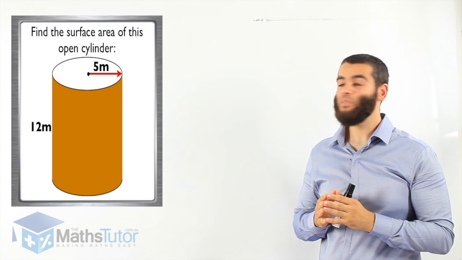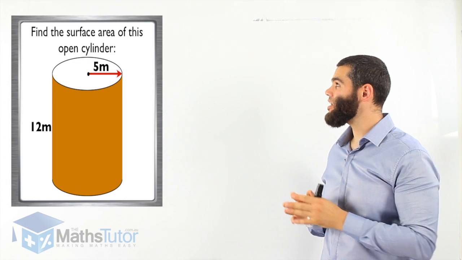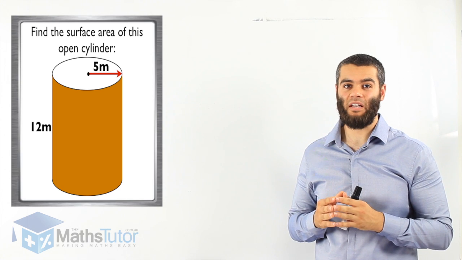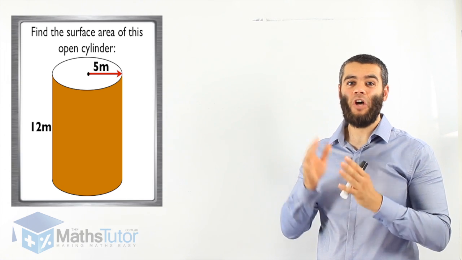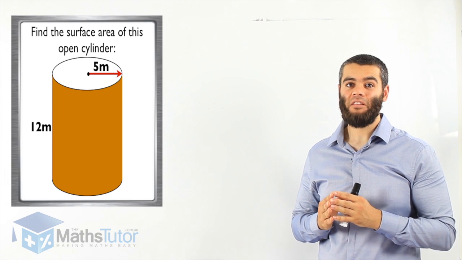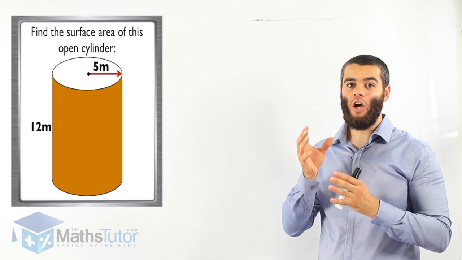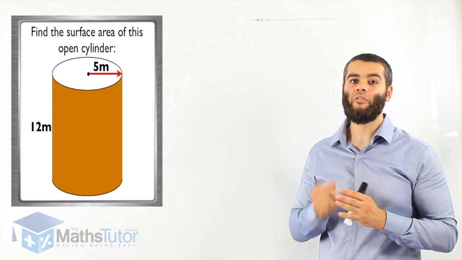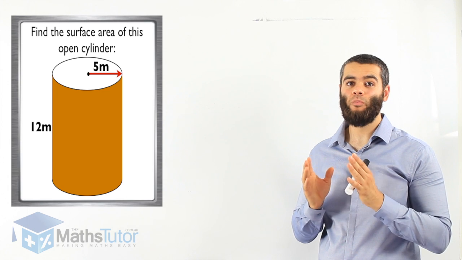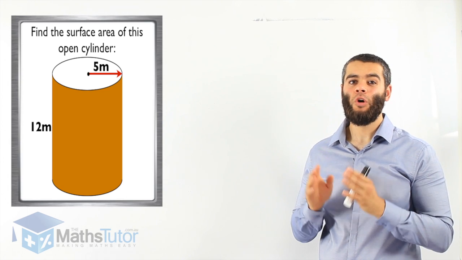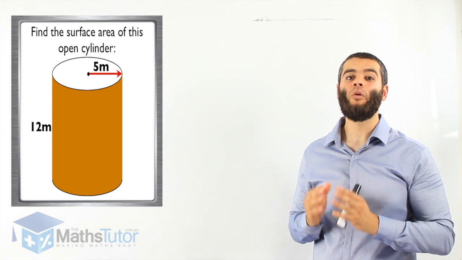The next example says, find the surface area of this open cylinder. Open meaning it is open from the top. That means it's like a cup. It is open from the top, but it's closed from the bottom. So now we have to modify our formula to make sure we only work out the surfaces that we need.